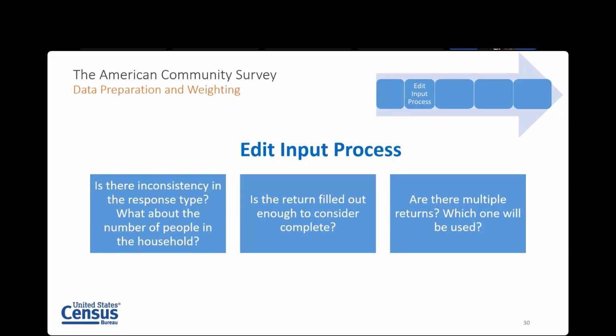The next step in data preparation is the edit input process. This involves creating files that analyze several key components of the data in that big bucket of all the collected data. First, the response type: occupied, temporarily occupied, vacant, delete, or non-interview, and the number of people in a household are assessed to figure out if there are any inconsistencies. Second, each return is assessed to determine if there are enough data to consider it complete. And third, if there are duplicate returns, an assessment is made to determine which one will be used.